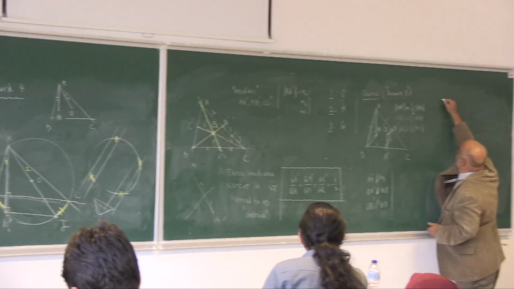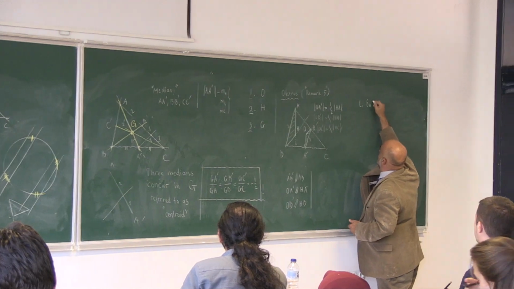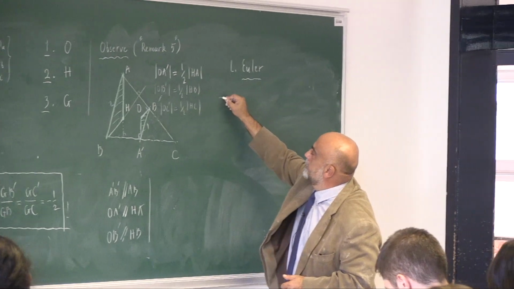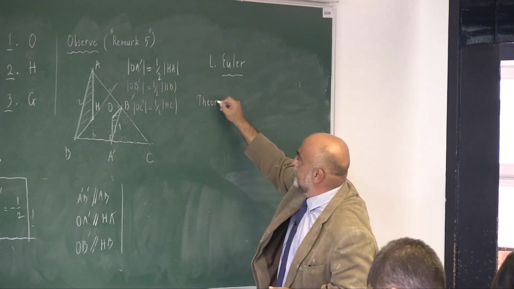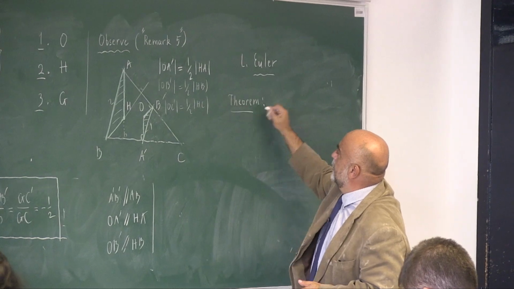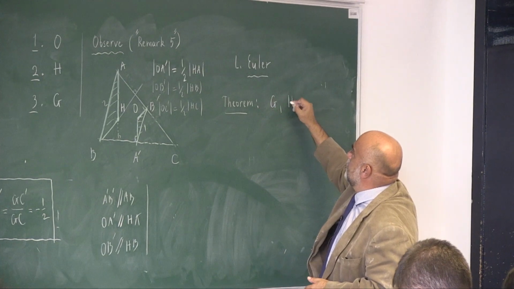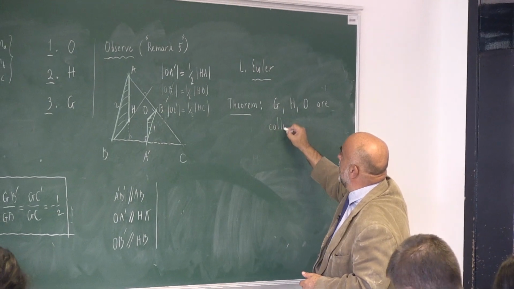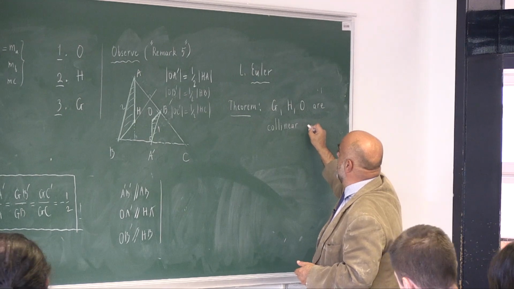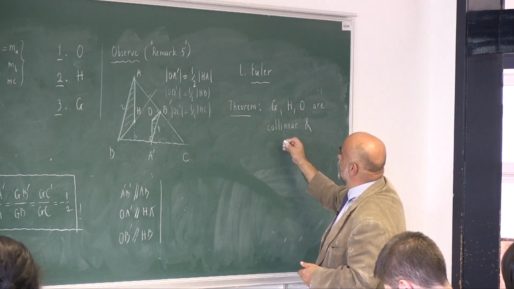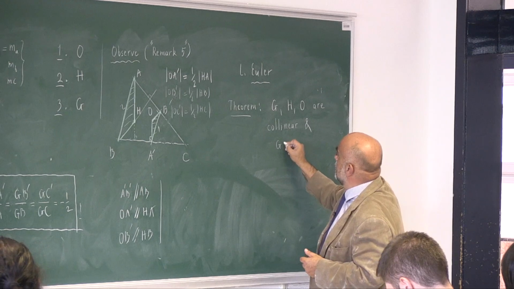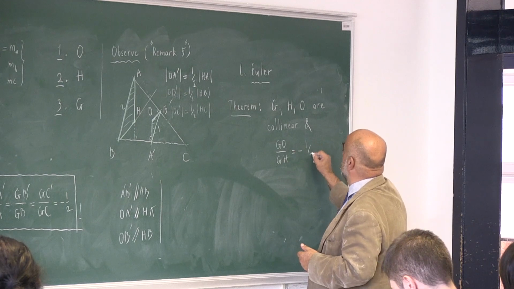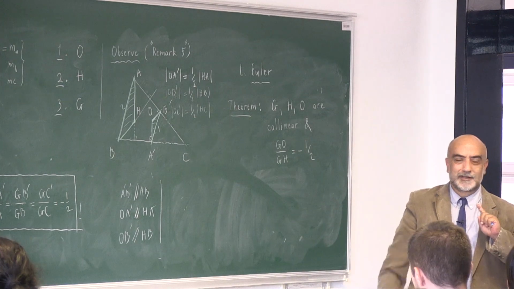Okay, so Leonhard Euler. He notices that theorem. But this is not the whole story, but I shall mention just this theorem. The points G, H, O are in fact collinear. They lie on the same line, and the ratio of GO to GH is exactly -1/2. Now why is that?